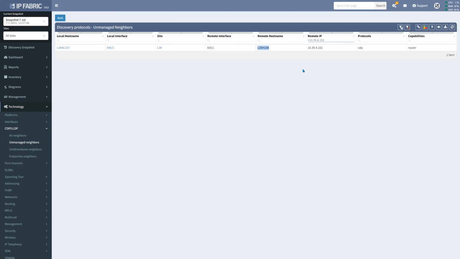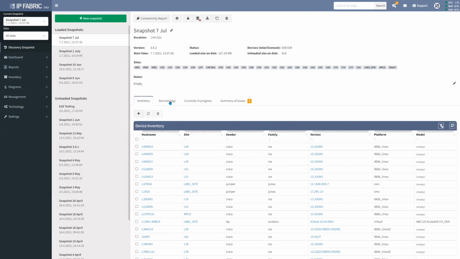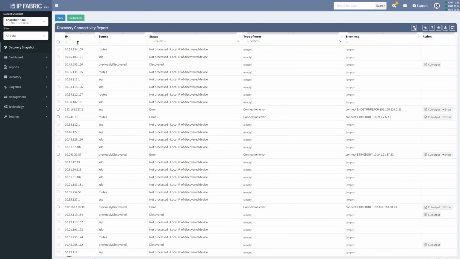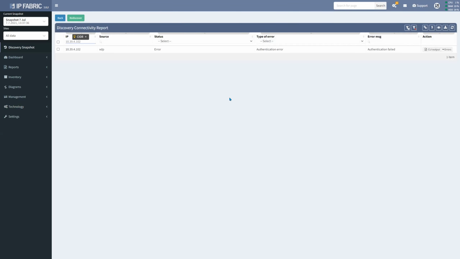Now, why couldn't we discover that? So we take the IP, we copy that, we go to the discovery snapshot, Connectivity Report, we paste and search. So the reason why we couldn't discover the device was an authentication error. So we definitely tried and we failed to authenticate.